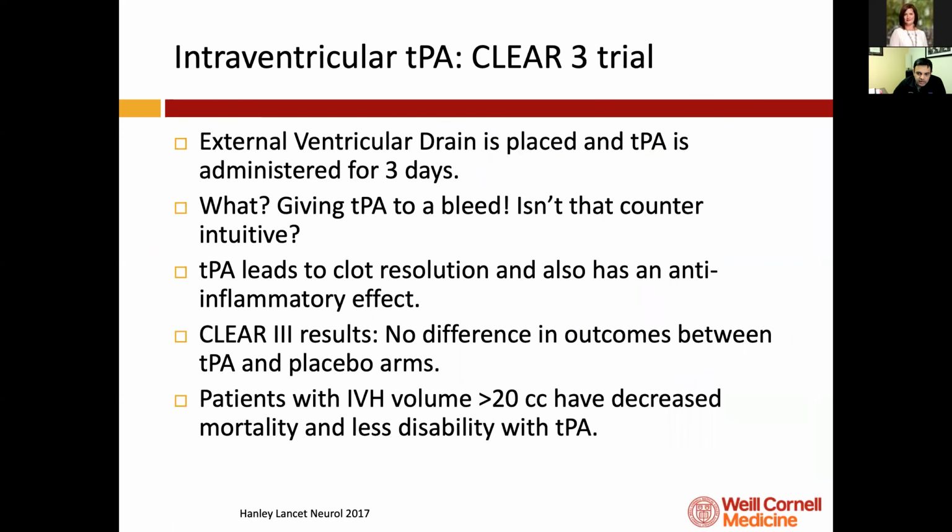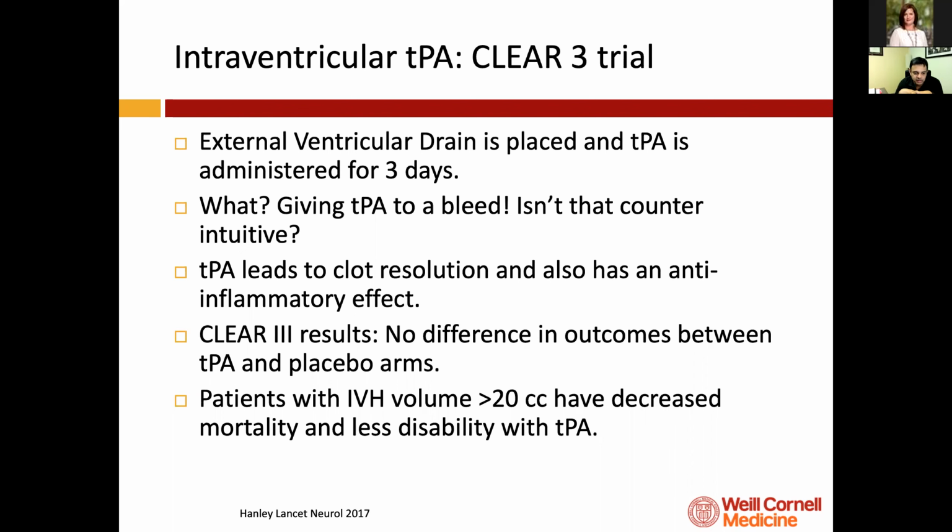Now, while you have access to somebody's ventricles, you also have the option of giving TPA. You may think that giving TPA into an active hemorrhage is counterintuitive, but as it turns out, TPA can break the clot open and also has some anti-inflammatory properties. As a result, we do this in clinical practice, with the intention of improving outcomes.